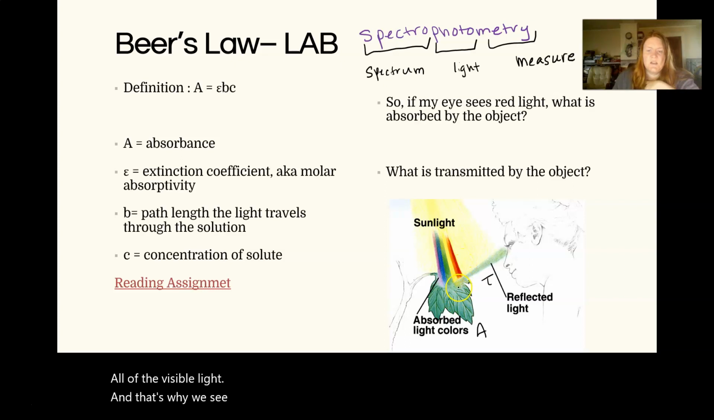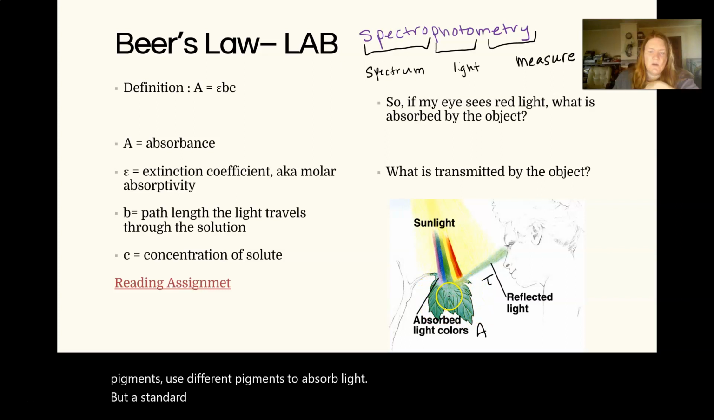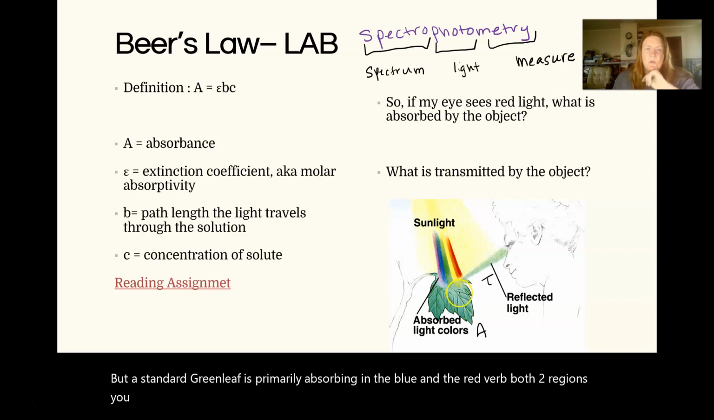So plants work the same way, and different plants use different pigments to absorb light. But a standard green leaf is primarily absorbing in the blue and the red, both two regions. You get two peaks, and I'll show you what that spectrum looks like in a second.